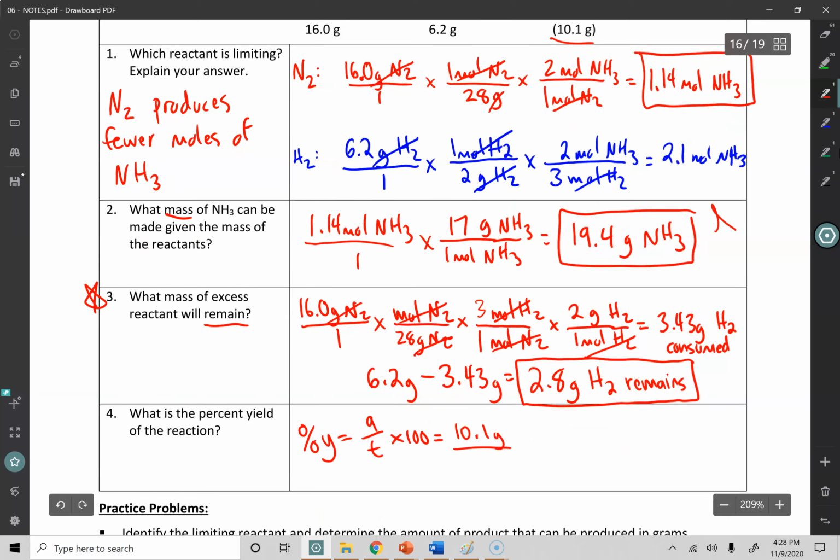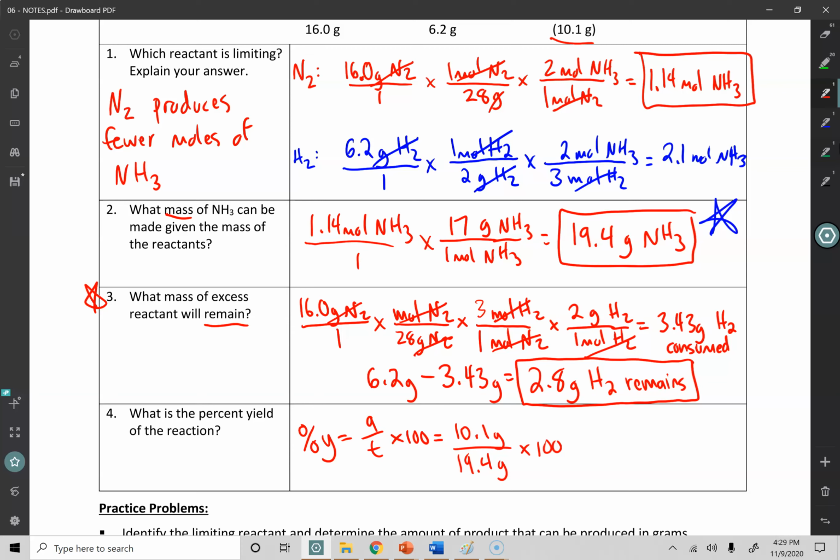Your theoretical yield is what you're calculating. Let's put it in a different color so maybe it'll stand out a little bit more. You calculated that if 16 grams of nitrogen reacted completely with hydrogen and everything went perfectly, every last molecule of N2 was successfully converted into NH3, you would make 19.4 grams of ammonia. So that is your theoretical yield. In theory, if everything goes perfectly, how much could I make?